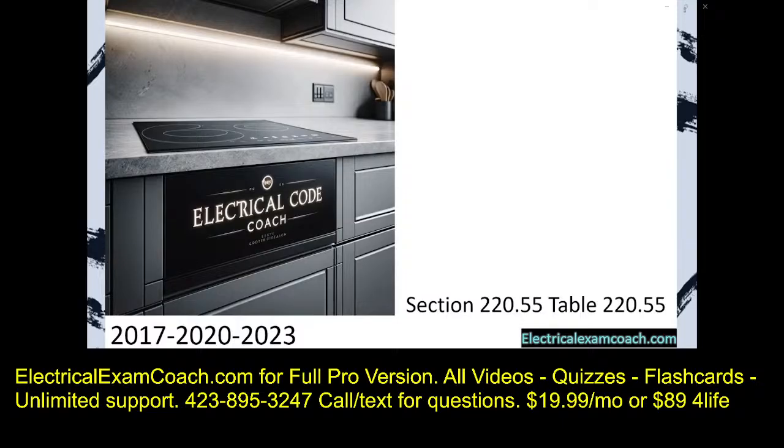Today we're going to be learning about how to calculate ranges and cooking equipment and how they fall into the whole house load calculation. We're going to be in section 220.55. We're also going to be in table 220.55. Let's get to it.